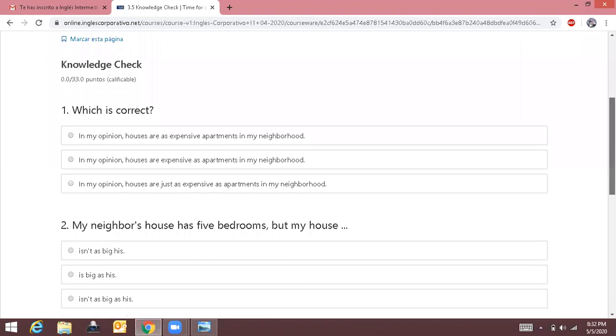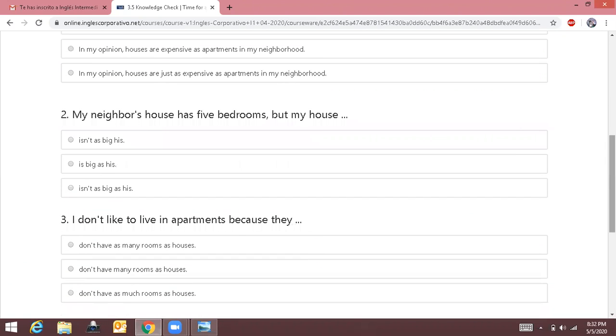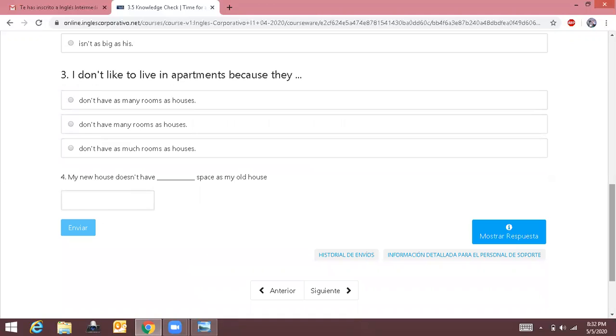Let's check the second one. My neighbor's house has 5 bedrooms, but my house... Number three. Okay, number three again. Okay, good. What about number three? I don't like to live in apartments because they... Number one. Okay, they don't have as many rooms as houses. Number one is correct.